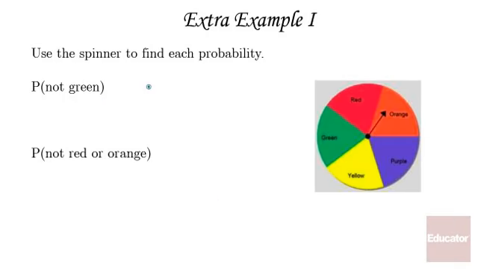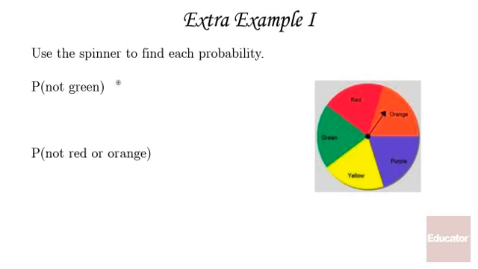So the first example, we're going to use a spinner. We want to find the probability of spinning or landing on a color that's not green. Now, we can do this 2 ways. When we have something like the spinner, or maybe a bag of marbles, it's a little bit easier. We can make all the colors that are not green our desired outcome.